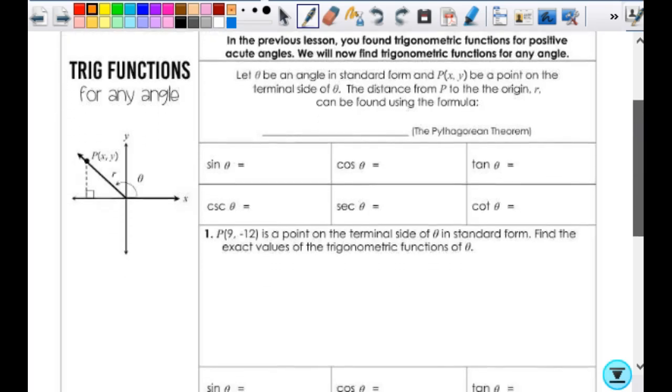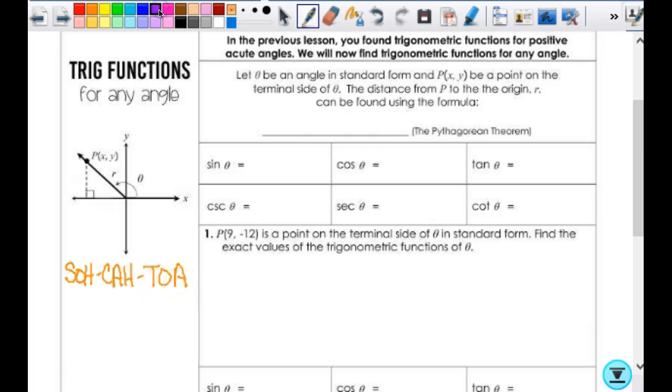So this says, in the previous lesson you found trigonometric functions for positive acute angles. We will now find trigonometric functions for any angle. So in order to do this, we have to know our trig, know our SOHCAHTOA. Remember, that is a review from geometry. SOHCAHTOA is going to be important to us. Remember, this means sine is opposite over hypotenuse, cosine is adjacent over hypotenuse, and tangent is opposite over adjacent.